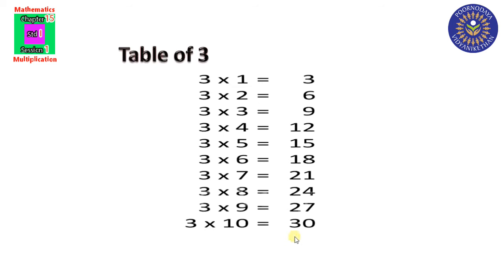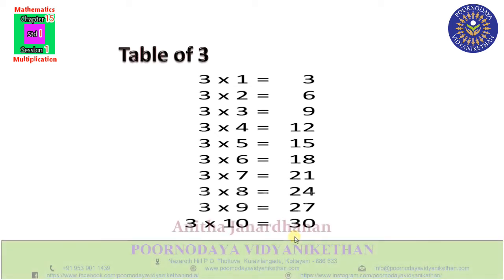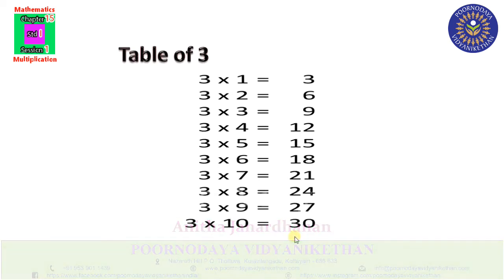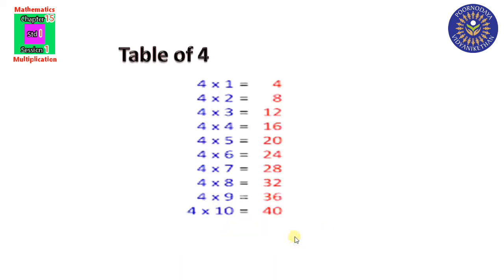Listen carefully. 3 1s are 3, 3 2s are 6, 3 3s are 9, 3 4s are 12, 3 5s are 15, 3 6s are 18, 3 7s are 21, 3 8s are 24, 3 9s are 27, 3 10s are 30. Clear? Next, we are going to learn the table of 4.